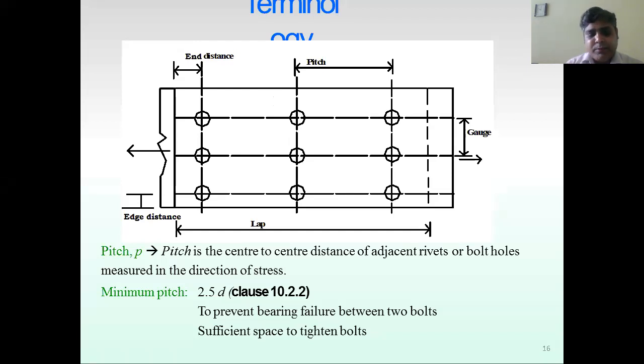Clause 10.2.2: minimum pitch is 2.5 D, to prevent bearing failure between two bolts and to have sufficient space to tighten bolts.